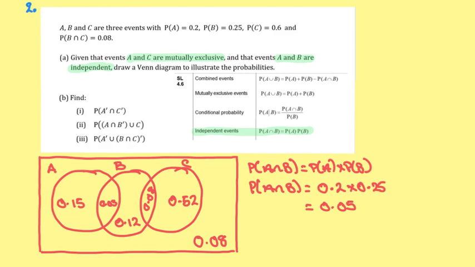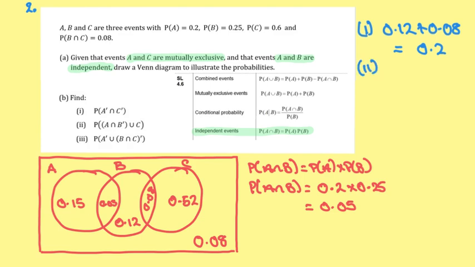Part B, find, part 1, the probability of not in A intersection with not in C. So it is not in A and not in C. Well, that is 0.12 plus 0.08, which is equal to 0.2.